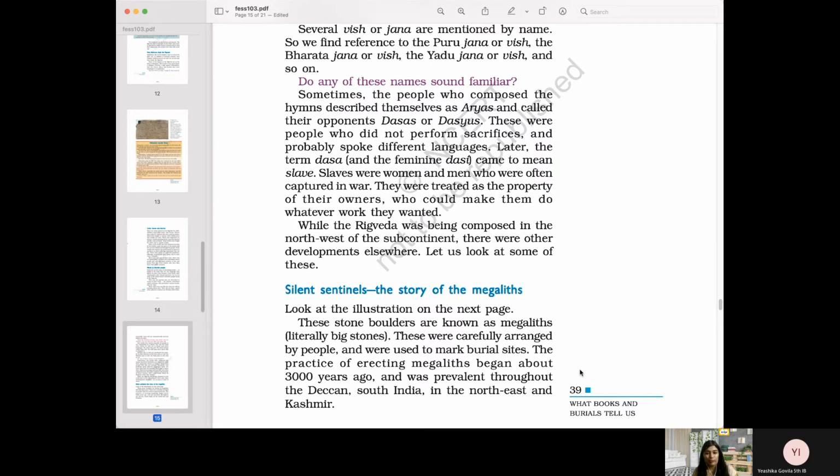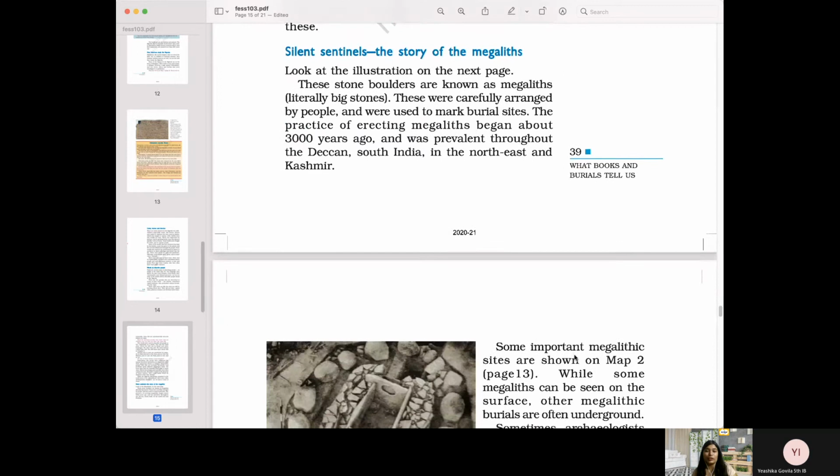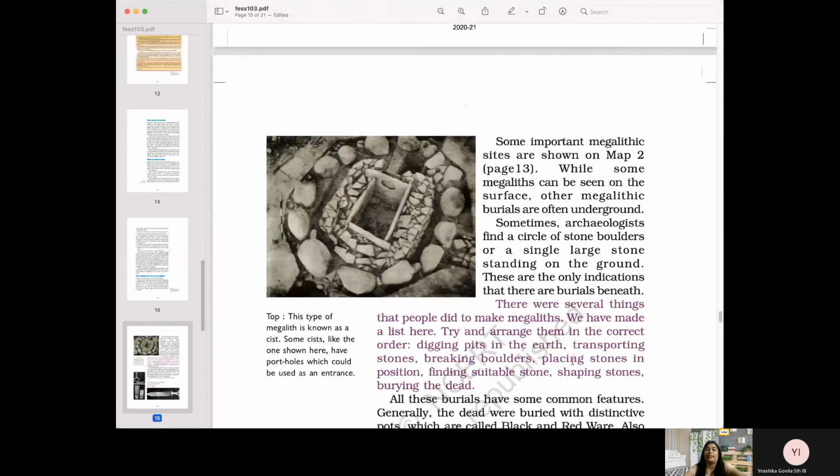So that takes us to the story of megaliths, right? The big boulders, the big stones. These stones were arranged carefully to mark the burial sites. This practice of putting big stones started 3,000 years ago. It was all throughout the Deccan, that is South India, and also in Northeast India, Bengal, Assam, and also the Kashmir area, the north. Some important megalith sites are in this image. You can see, then map 2 on page 13 again.